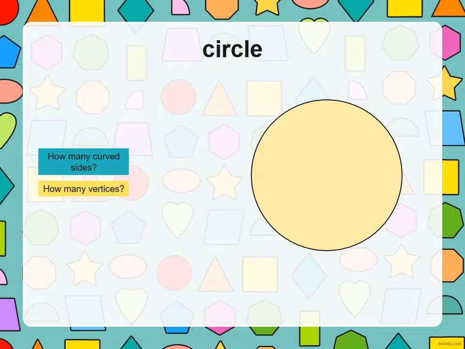Okay, let's take a look at our circle. How many curved sides do you think our circle has? Let's take a look. We can go all the way around our circle and it has a nice curved side, doesn't it? And how many vertices does our circle have? Do you see any corners there? I don't think so. Let's take a look. So one curved side and no vertices or no corners or vertex.